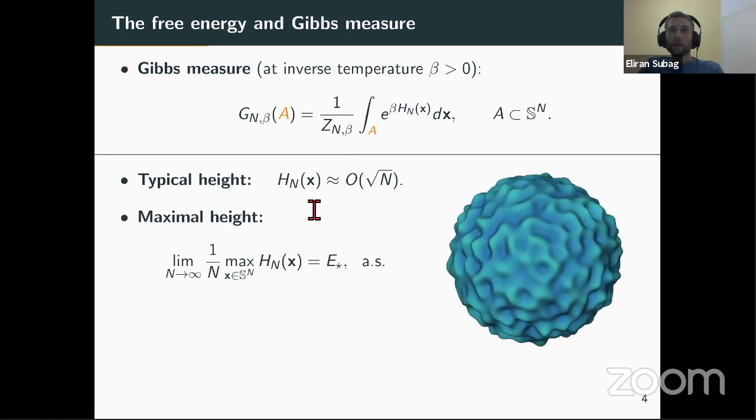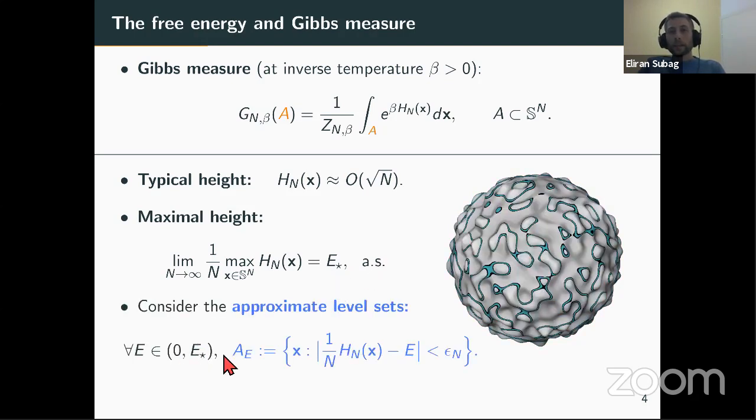And let me tell you about a nice property of this measure. At an arbitrary point on the sphere, what we have is a Gaussian variable with variance of order n. So the fluctuations for most points on the sphere are just of order square root n. And the maximal height scales like n. Specifically, if you normalize it and take the limit, it converges to a certain number, which I denote by E star. This is the so-called ground state energy, which of course depends on the model.